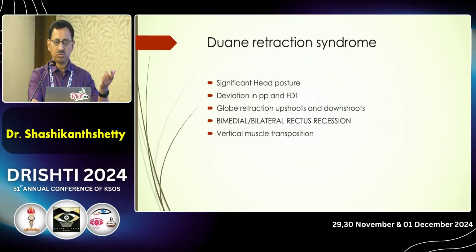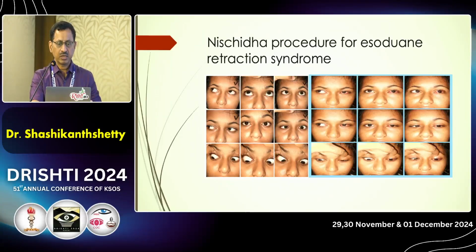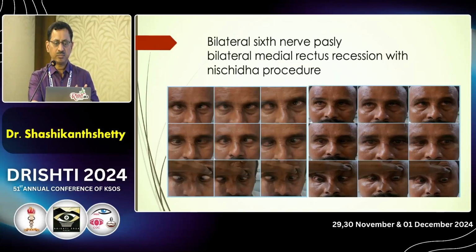Duane's retraction syndrome, as the previous speaker has told, and this is a patient who had esotropic Duane's, already underwent surgery, and had a residual esotropia. So we did a modified Nishida's procedure, where you do no split, no tenotomy procedure, and it corrected the deviation very well in the primary position. And this is a patient with bilateral 6th nerve palsy, where we did bilateral medial rectus recession with Nishida's procedure.